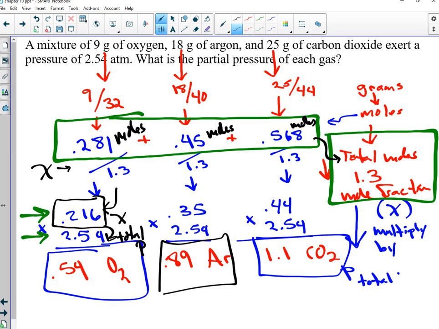There are 2 checks along the way to know that you're doing it right. Brinley pointed out that these mole ratios should add to 1. They must always add to 1, or like 0.99 or 1.01. They better be dang close to 1 or you did some math wrong. And then this one's obvious: if these don't add up to 2.54, then you have a big problem. So there's 2 ways to check.